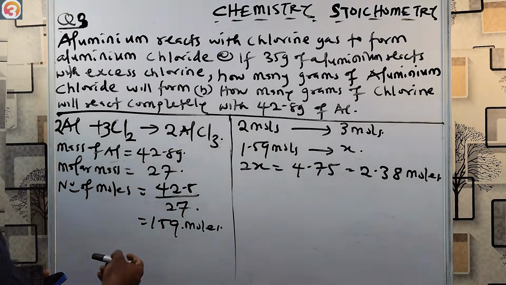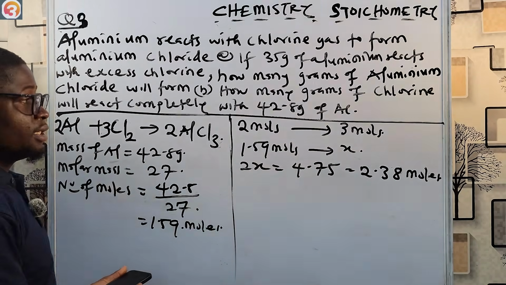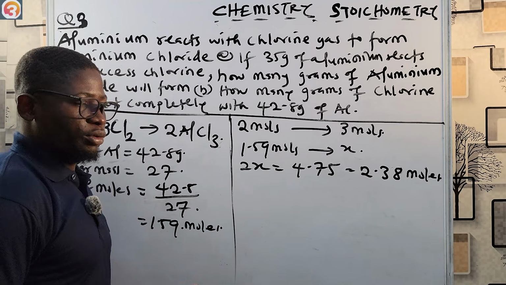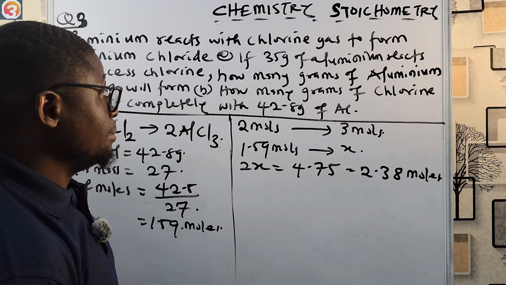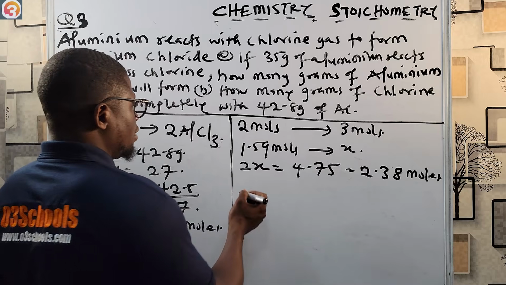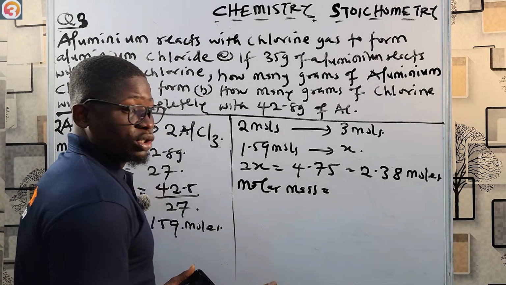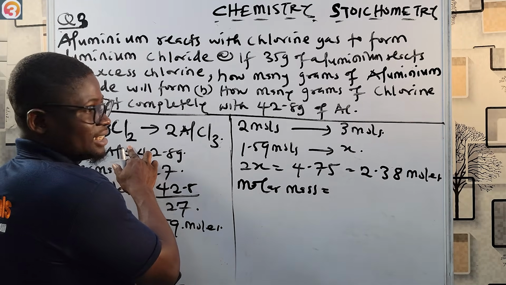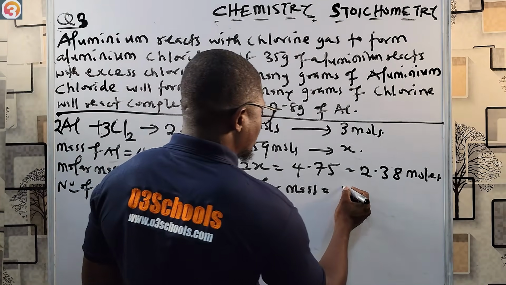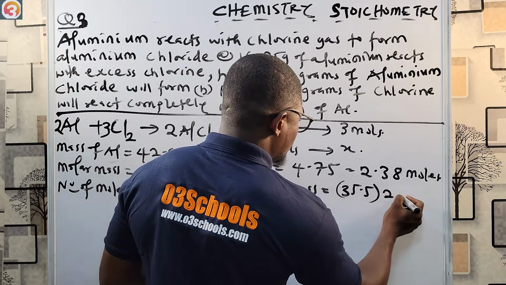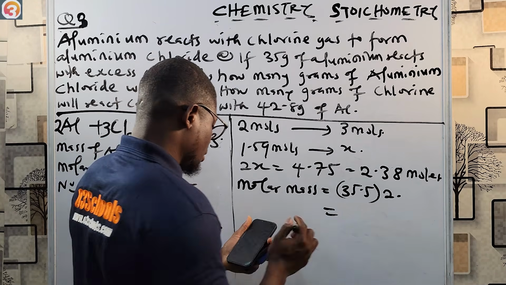So we found the number of moles they are looking for, the number of moles of chlorine, which is 2.38 moles. Now let us look for the mass of chlorine. We need the molar mass of chlorine. Chlorine here is diatomic, and Cl is 35.5, so 35.5 times 2 is 71.